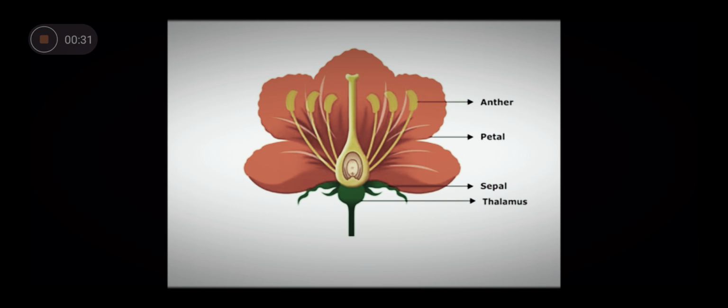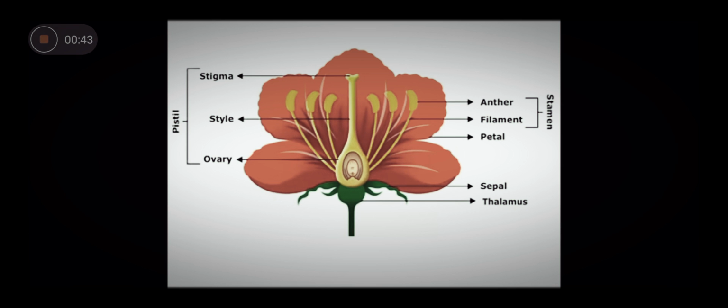Anther and filament make the male reproductive part of the flower known as stamen. Stigma, style, and ovary make the female reproductive part called the pistil. In the ovary are ovules. In an ovule is an embryo sac, and in the embryo sac is an egg.